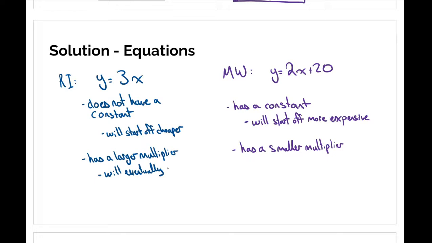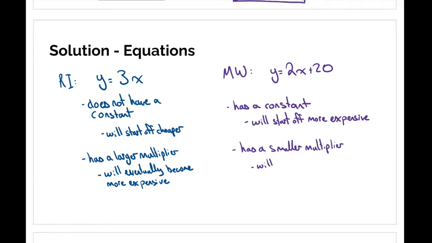pass or eventually become more expensive. Because it has a larger multiplier, it will become more expensive. Again, it's just a matter of when it becomes more expensive. Unfortunately, just by looking at the equations, you can't really tell that. You would have to do one of two things: graphing it, creating the table, or what we do next.